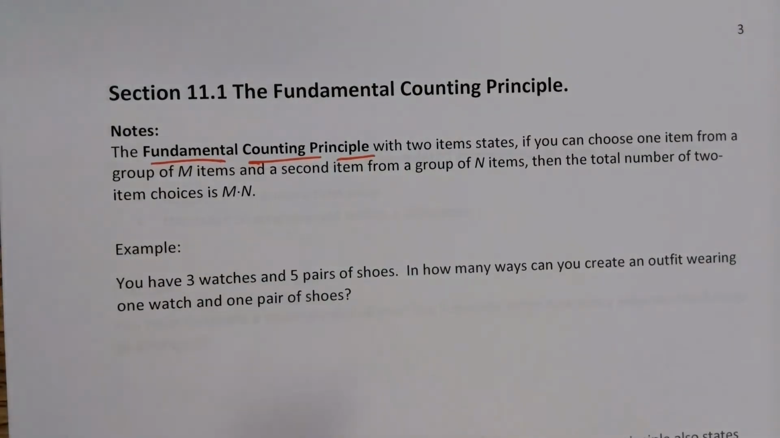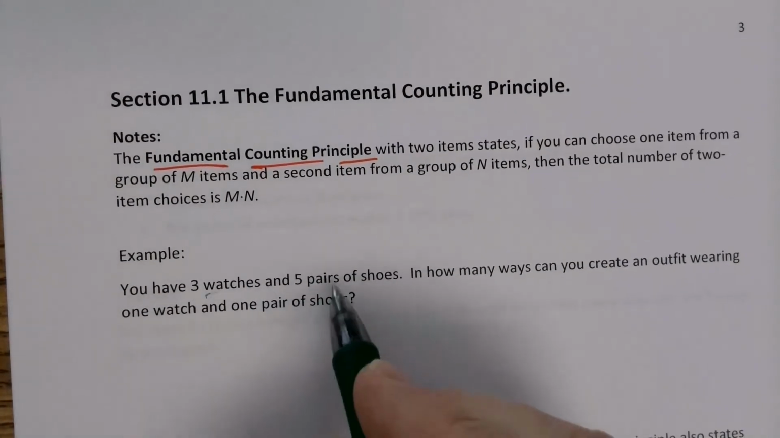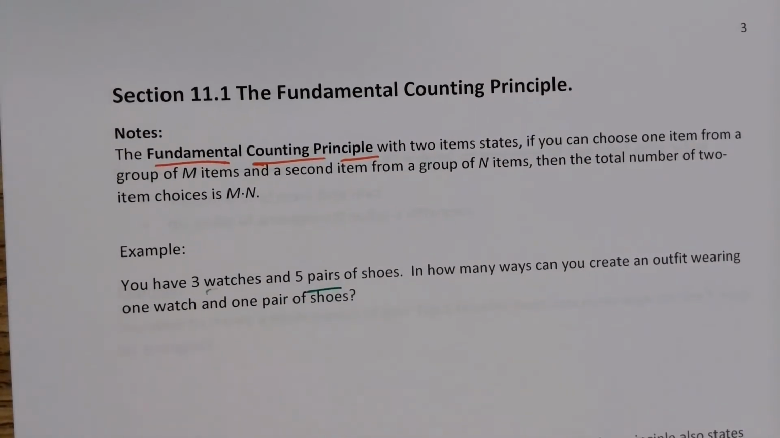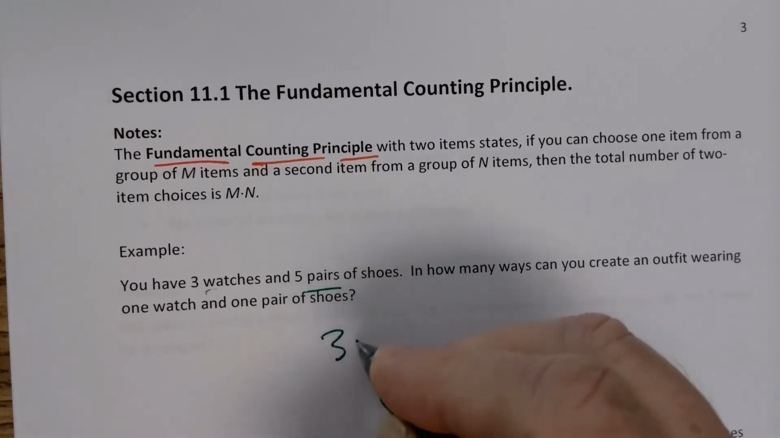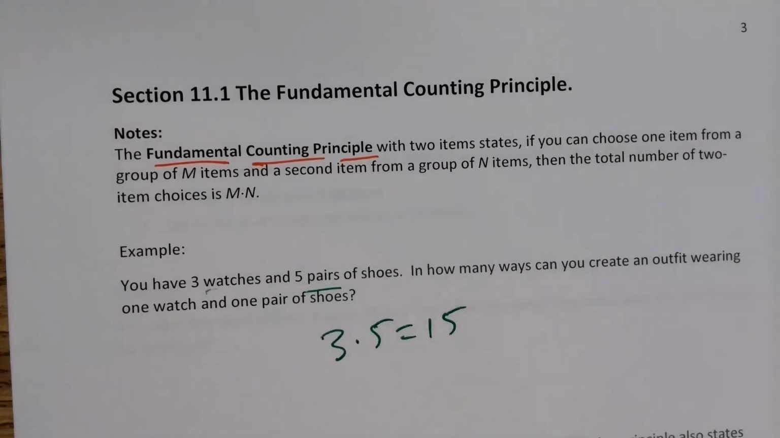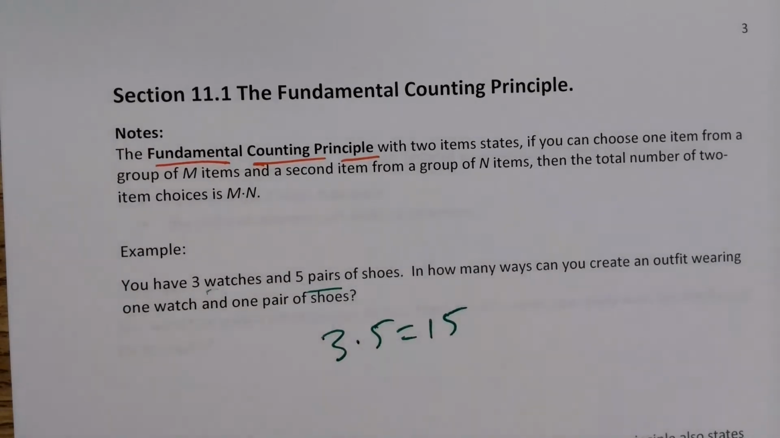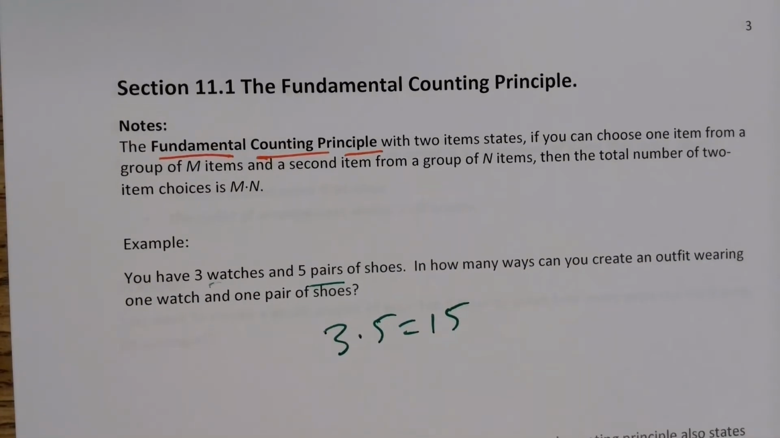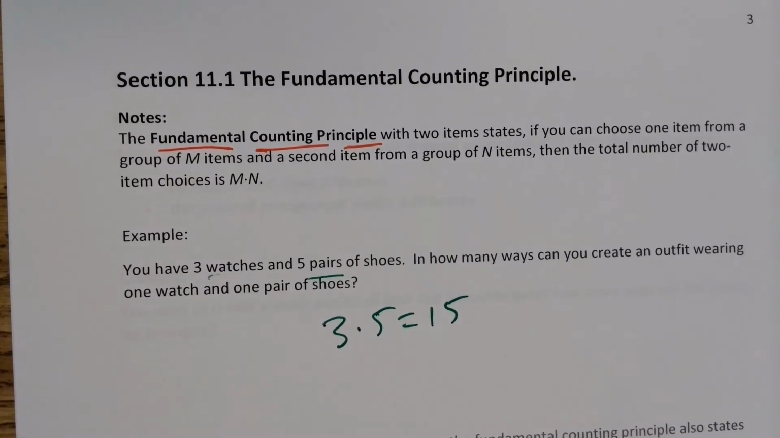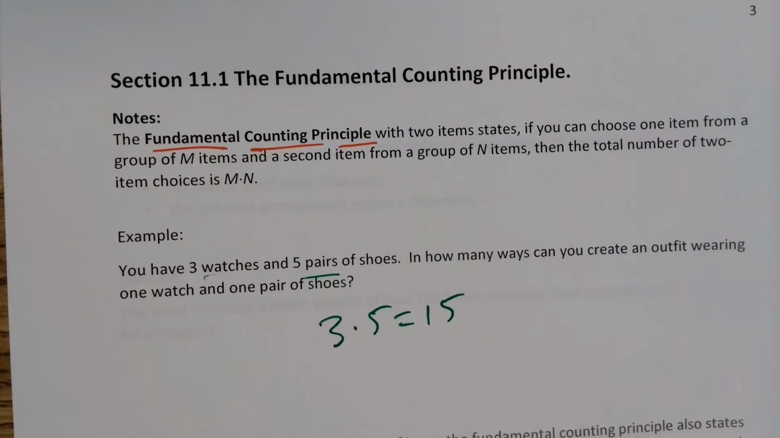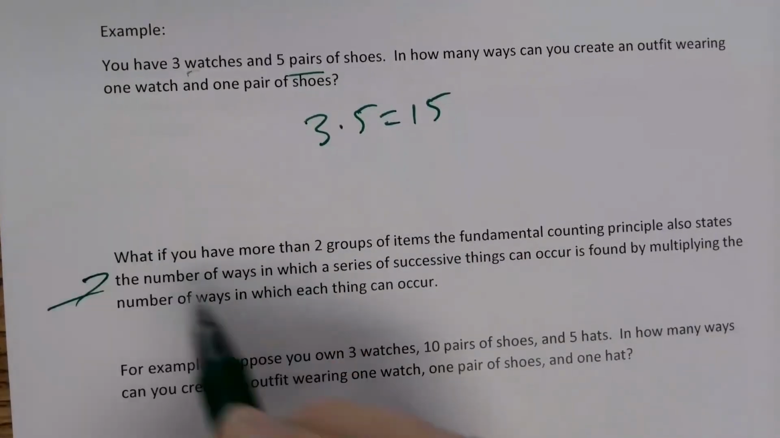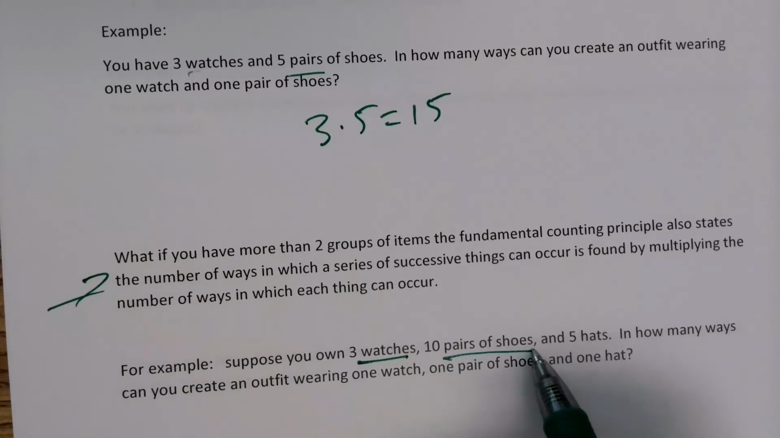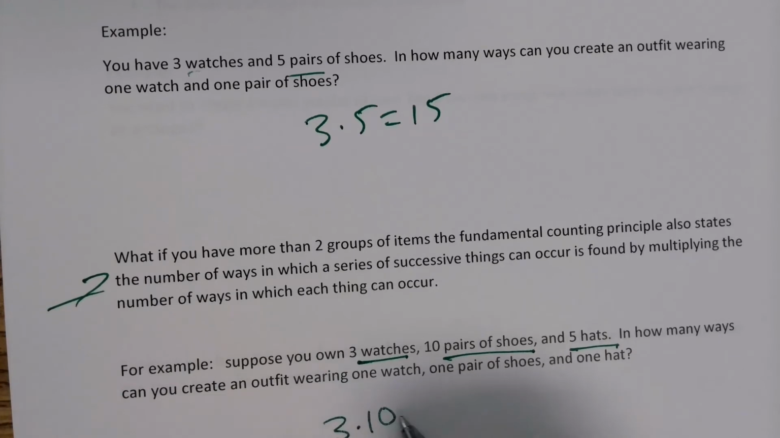m times n. So you have this. You have 3 watches and 5 pairs of shoes. How many outfits can you have? 15. So 3 times 5 is 15. Okay. This is the basis of probability. What if you have more than 2 groups? So this is the next thing. So let's say we have 3 watches, 10 pairs of shoes, and 5 hats. What do you think you do? 3 times 10 times 5 is 150. 150 different outfits.